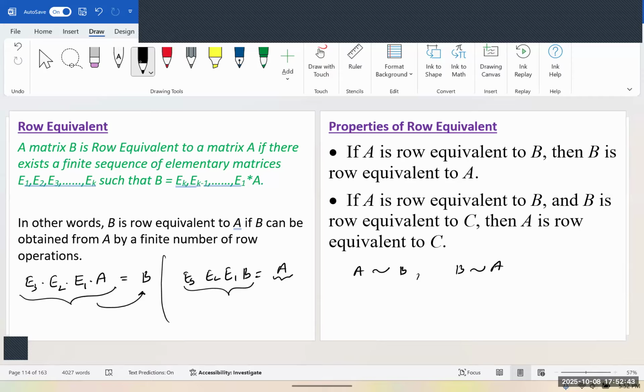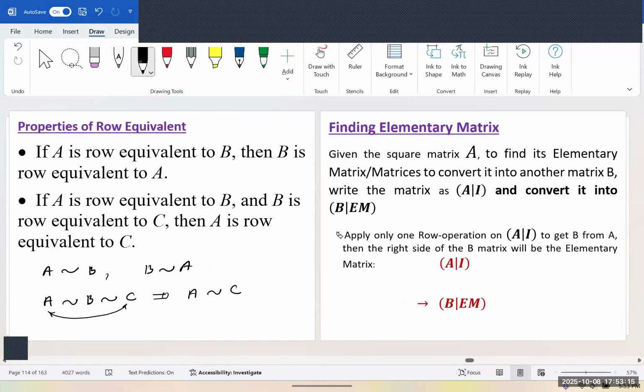And then the next one says, let's say A is equivalent to B and B is equivalent to another matrix C. That means A and C are equivalent to one another. So A is equivalent to C. It's just like normal number equality. If number A equals number B, then B has to equal A. And if A equals B and B equals C, that means A and C are the same thing. The same concept is true for row equivalent matrices.